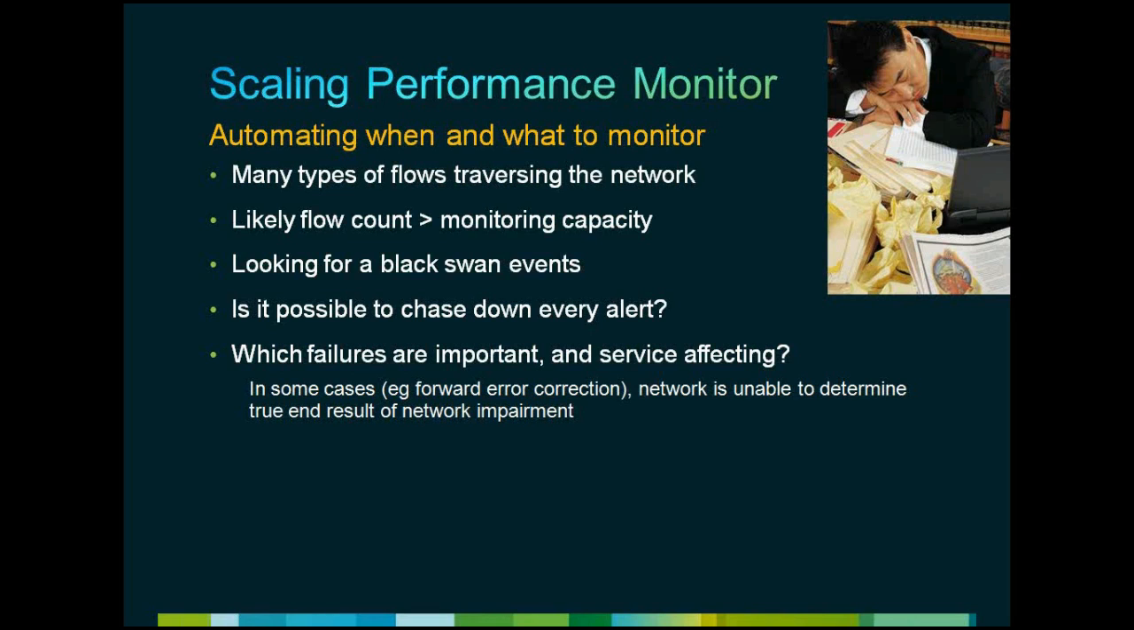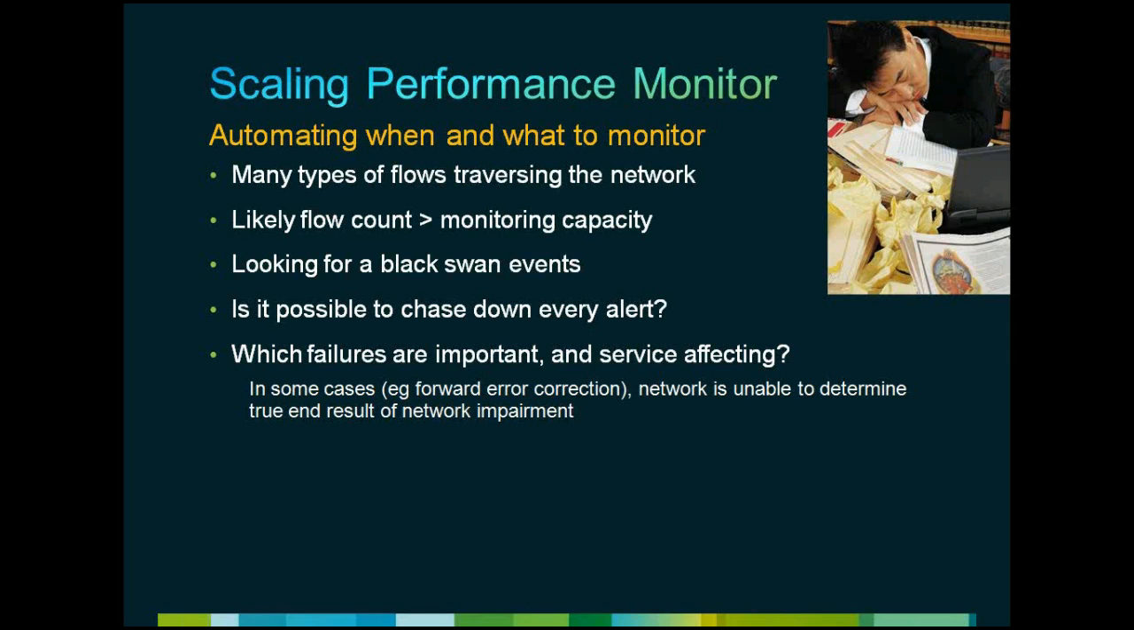There are many types of flows in the network, so of course you're going to have many more flows than you can actually monitor. At some point, your flows are going to be much higher than even the capacity of the router. So the idea is to deploy them in a way that you're looking for odd things, and over time you can adjust this. And you cannot chase every alert.